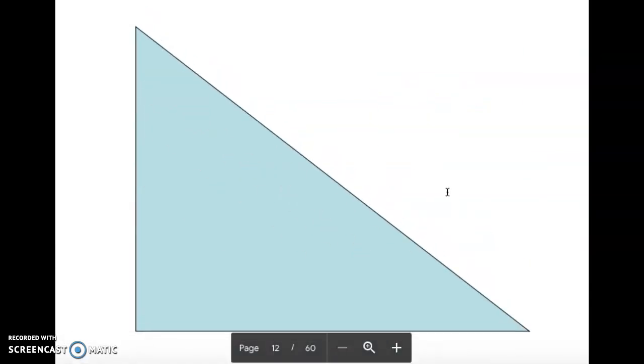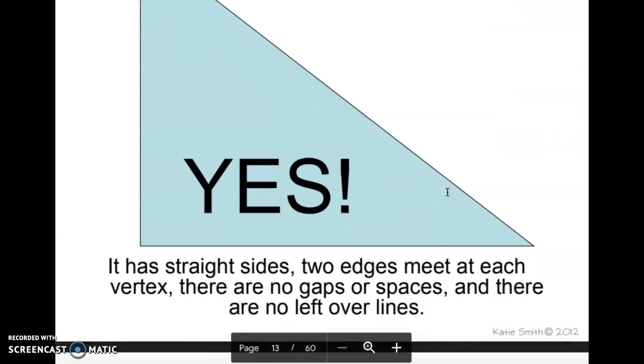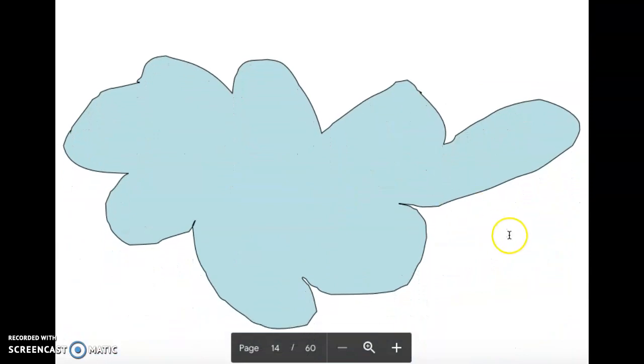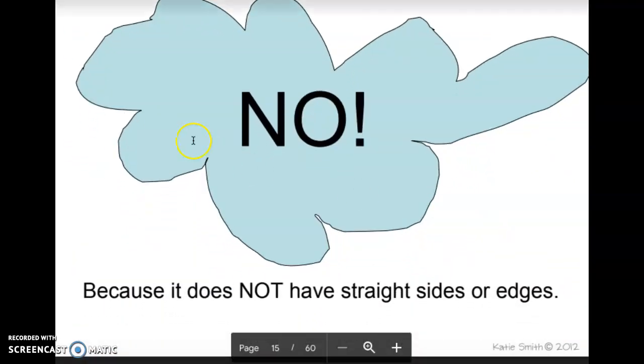And take your 5 seconds. Yes, it is a polygon. It has straight sides, 2 edges meet at each vertex, and there are no gaps or spaces and no leftover lines. We'll do one more. So think about if this is a polygon. Nope, does not have those straight lines that we need.